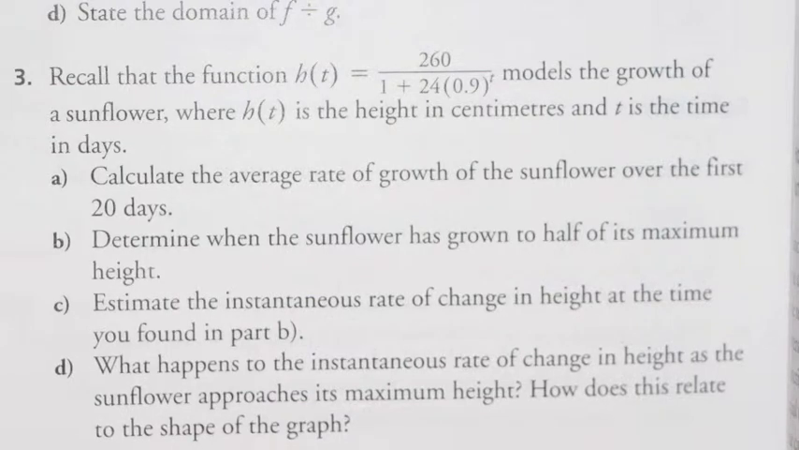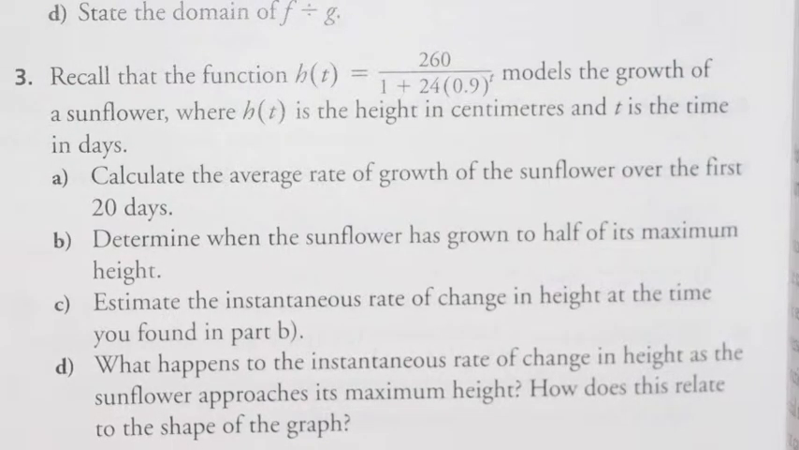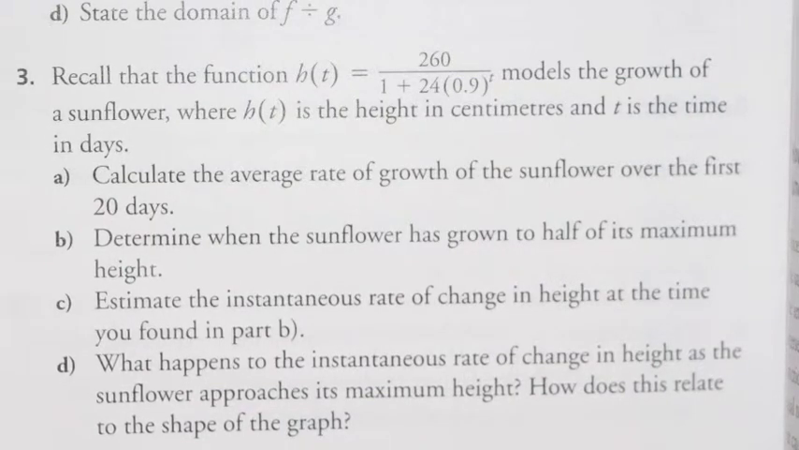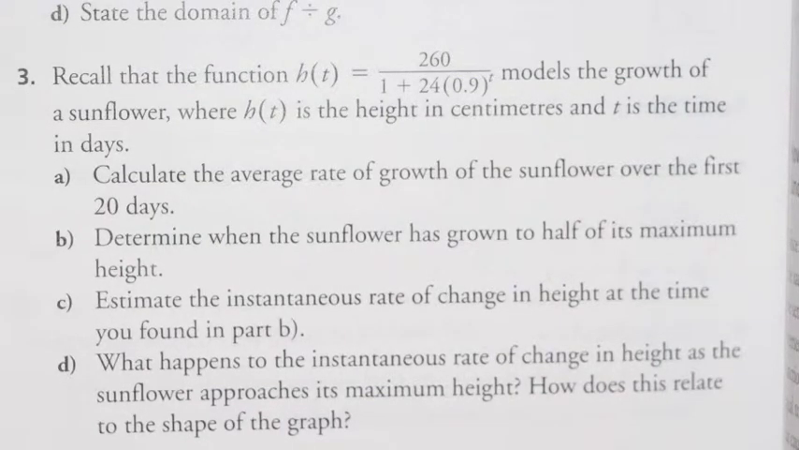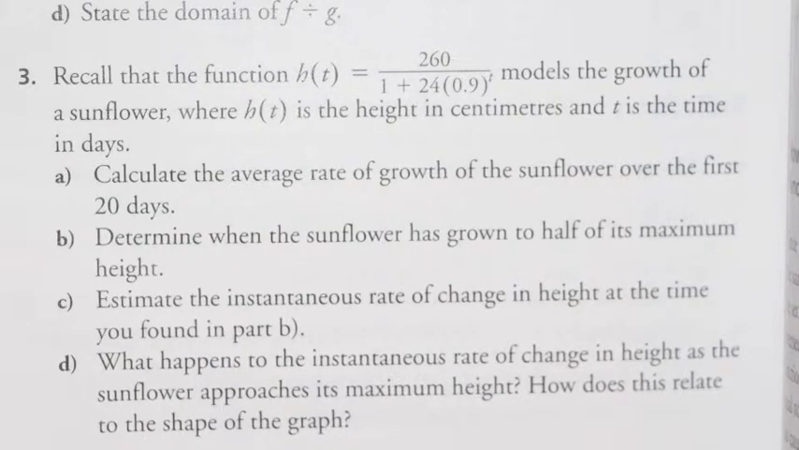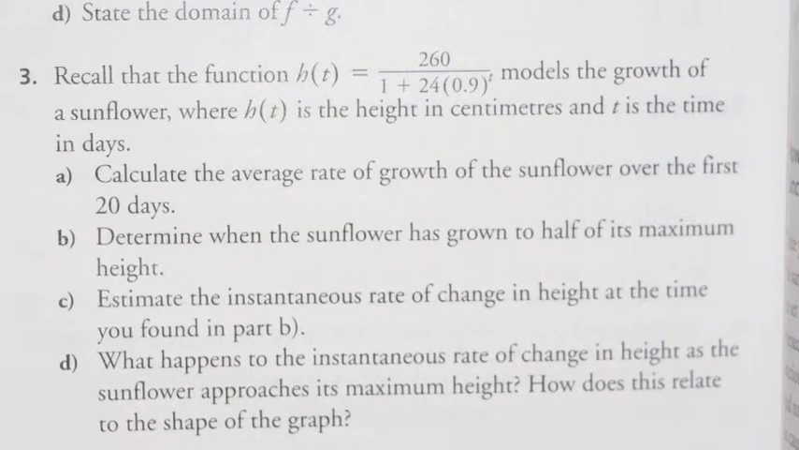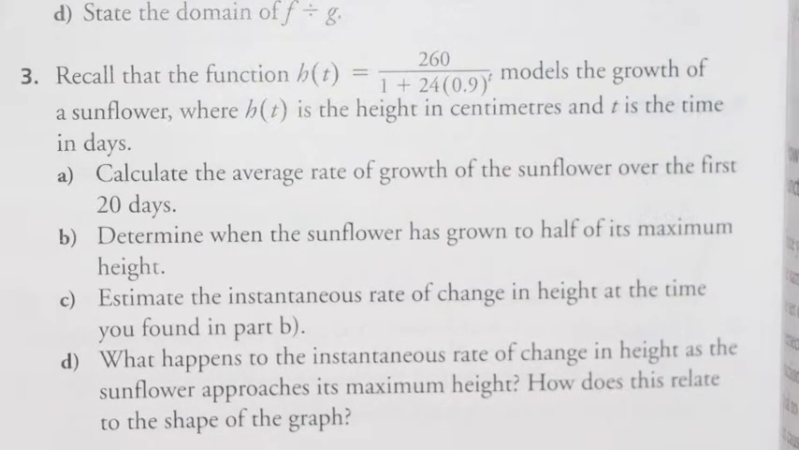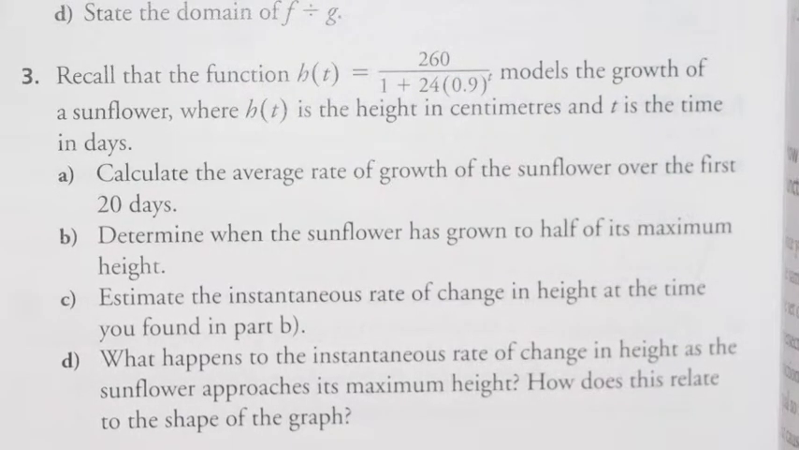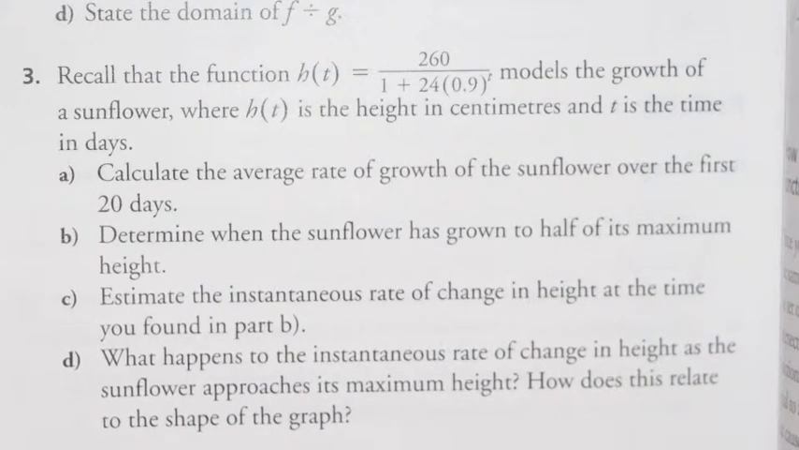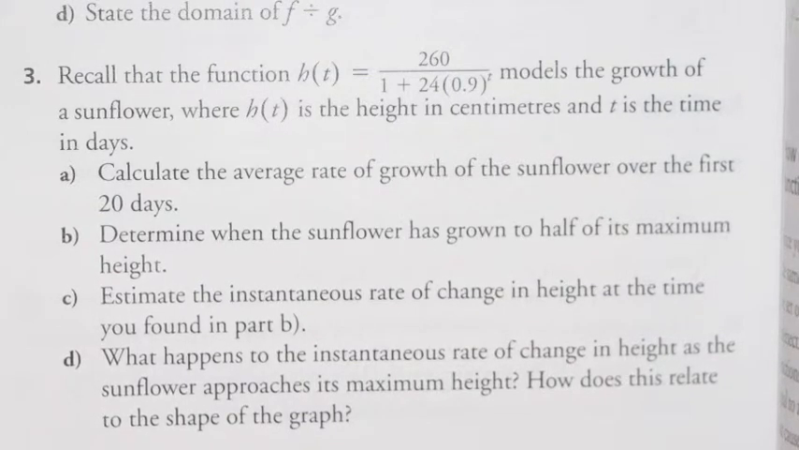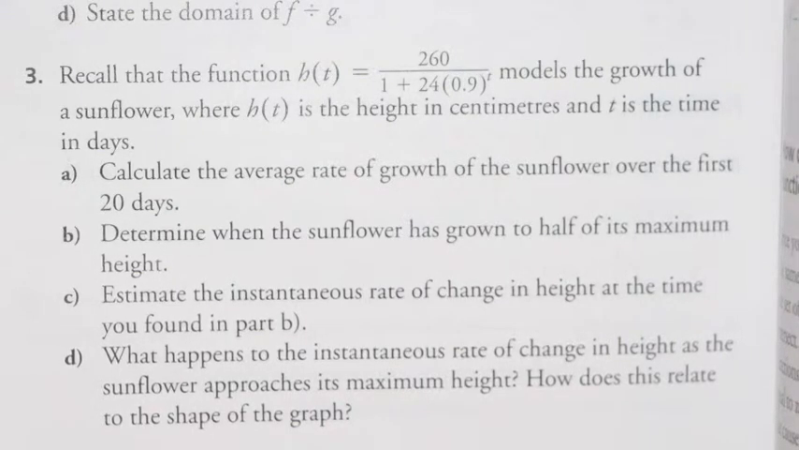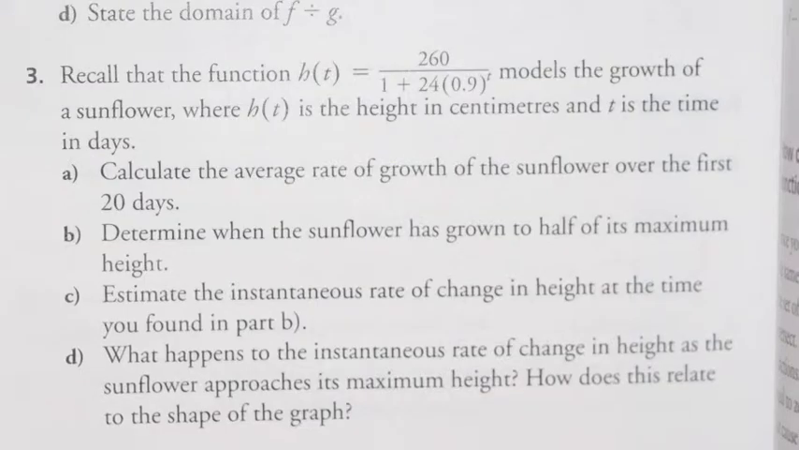Recall that the function h of t equals 260 over 1 plus 24 times 0.9 to the power of t models the growth of a sunflower where h of t is the height in centimeters and t is the time in days. A. Calculate the average rate of growth of the sunflower over the first 20 days. B. Determine when the sunflower has grown to half of its maximum height. C. Estimate the instantaneous rate of change in height at the time you found in part B. D. What happens to the instantaneous rate of change in height as the sunflower approaches its maximum height? How does this relate to the shape of the graph?